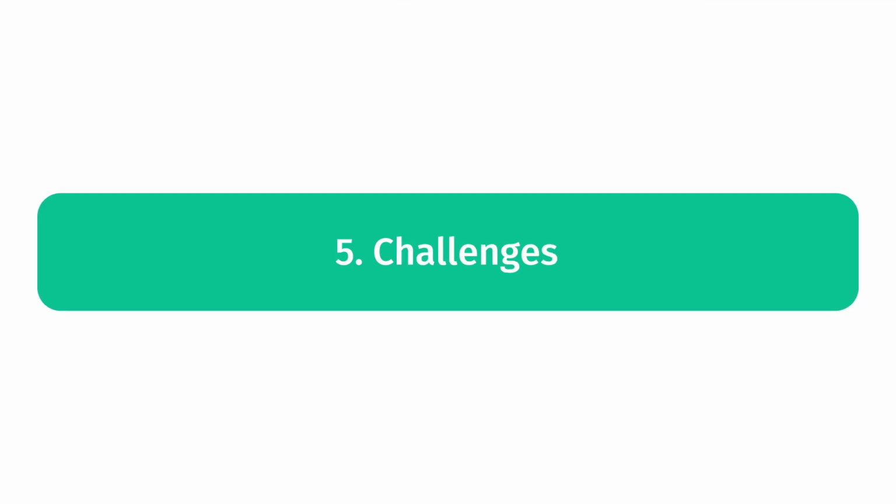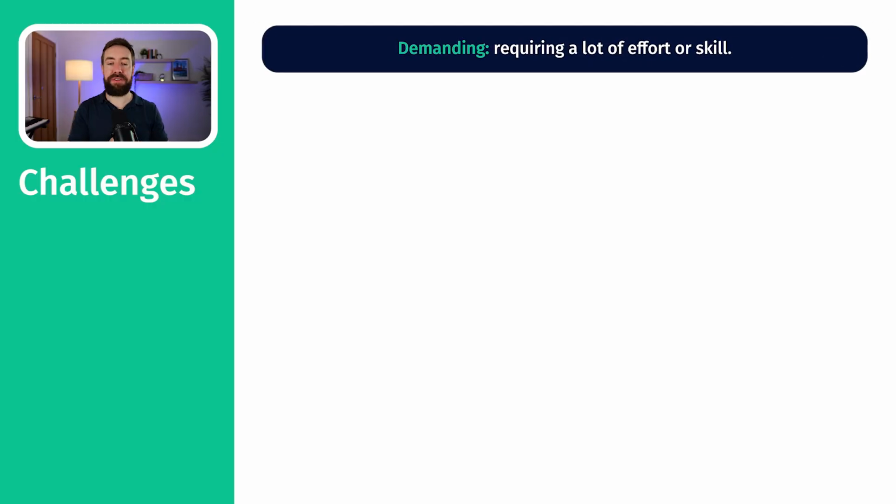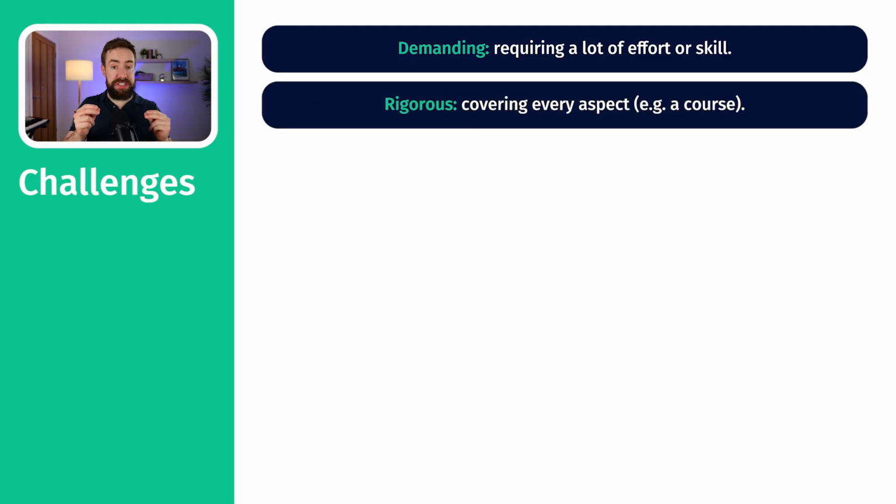Category 5 is challenges. So these are challenges related to education, but also we can use these words for other challenges as well. So we've got 7 high-level adjectives that we can use related to challenges, things that are difficult. The first one is demanding. So demanding, it needs a lot of your energy. You have to put in a lot of time and energy. If something is rigorous, it covers every aspect.